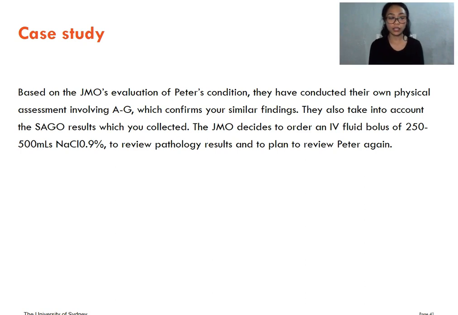So based on the junior medical officer's evaluation of the patient's condition, they did conduct their own physical assessment, doing A to G, and this confirms similar findings to RN Andrew. They also take into account the results on the vital signs chart, the SAGO chart that you collected, and they decide to prescribe an IV fluid bolus of 250 to 500 milliliters of normal saline, to review the pathology results and to plan to review the patient again.